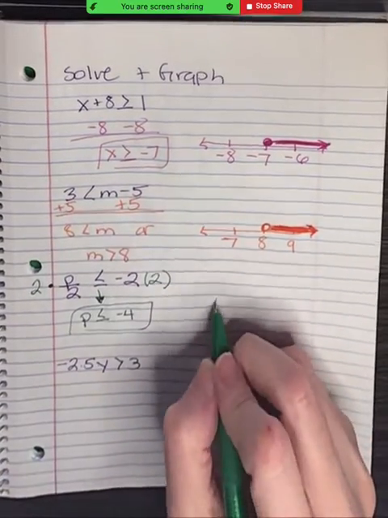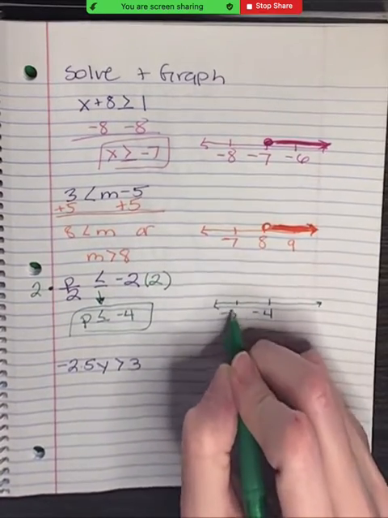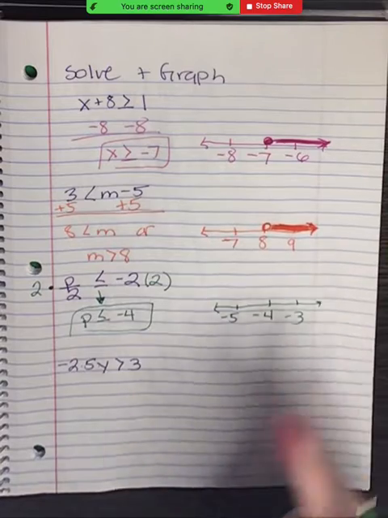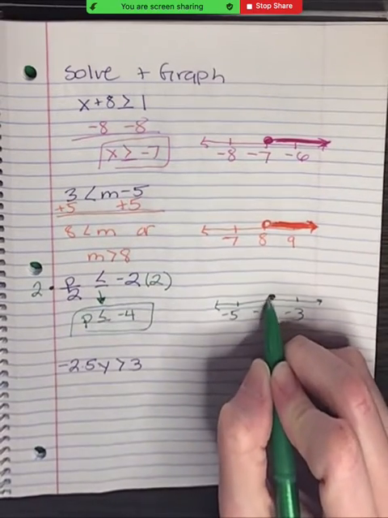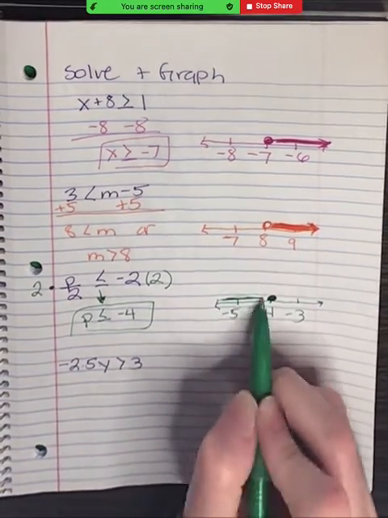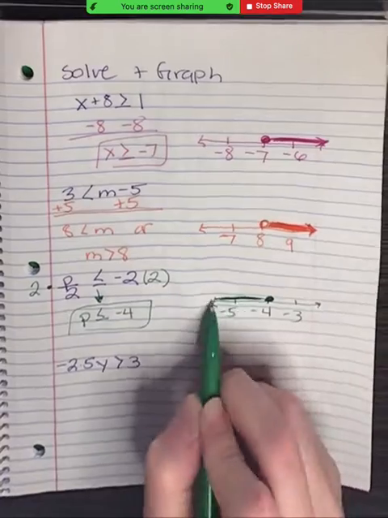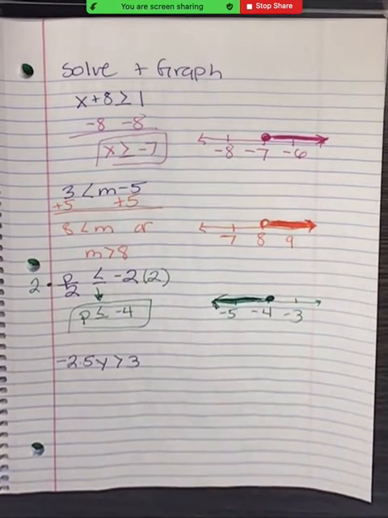To graph this, go to your number line. Negative 4 in the middle, negative 5 on the left, negative 3 on the right. Less than or equal to, so we close in that circle on negative 4. Values smaller than that are to the left. So we're shading to the left. And we've got our graph.